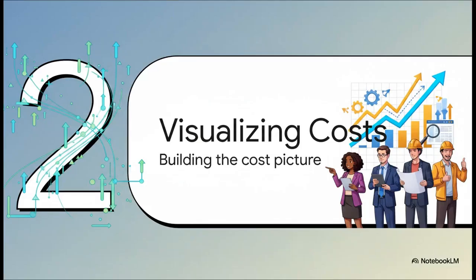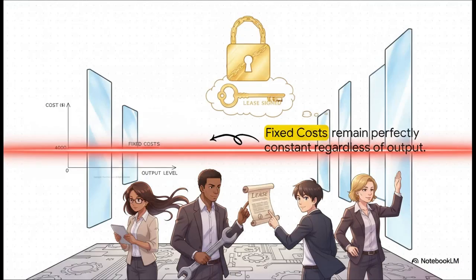Moving right along to section 2, visualizing your business costs. Let's actually build that cost picture. This perfectly illustrates how your fixed costs sit as a completely flat horizontal line. In this specific example, it's locked right at $4,000. It's unchanging, completely rigid, even if you produce absolutely nothing today. You can think of that line as the baseline pressure every entrepreneur feels the very second they sign a lease.